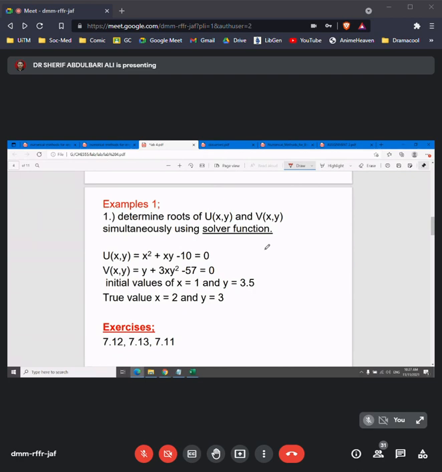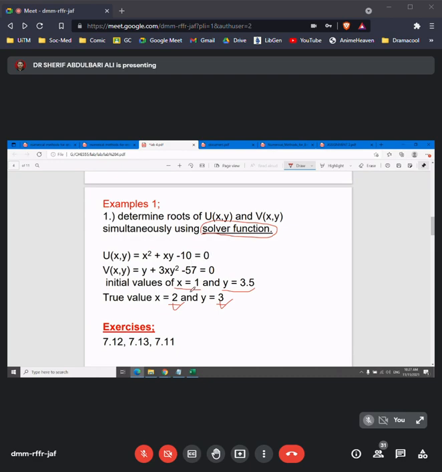Okay, in my case here, I am having 2 functions having two unknowns, x and y, and I need to find the two values of x and y that make my functions equal to 0. So the example is giving me two initial values: x is equal to 1 and y is equal to 3.5. I am going to use Microsoft Excel, and the solver function, to find the true values for this example. My true values are given. It's supposed to be x is equal to 2 and y is equal to 3. So I need to achieve these two values.